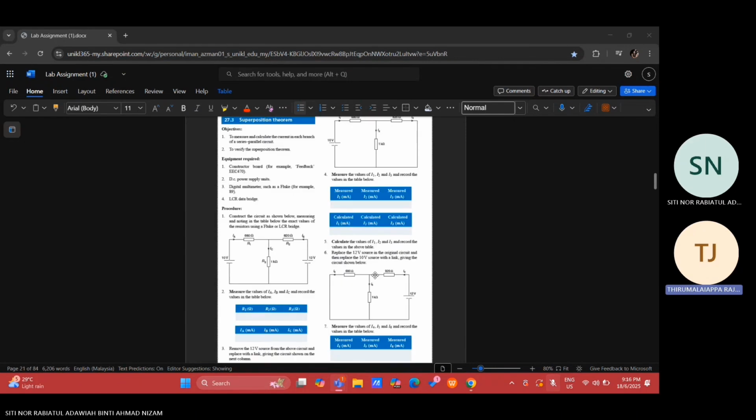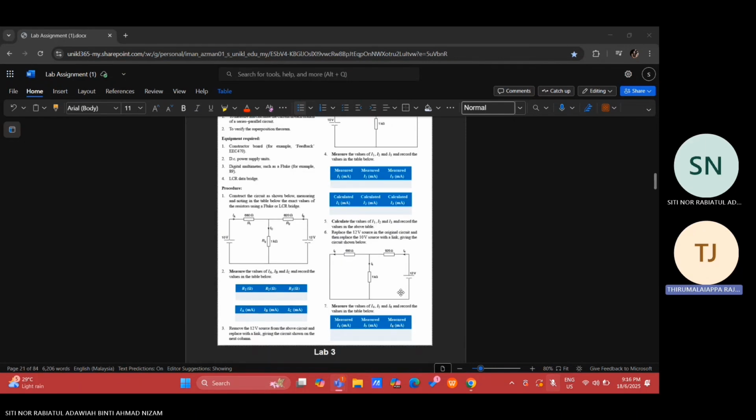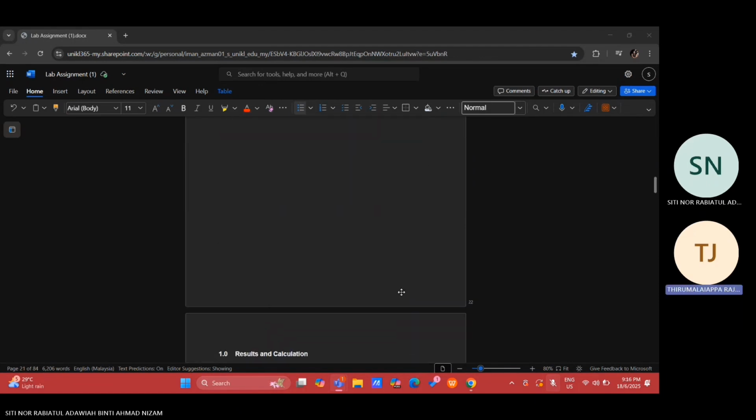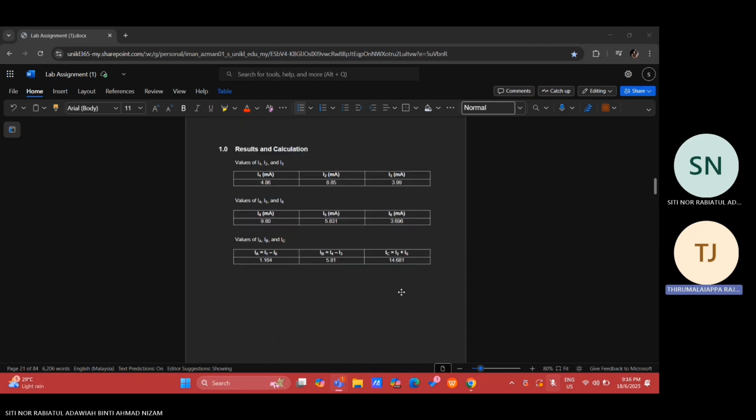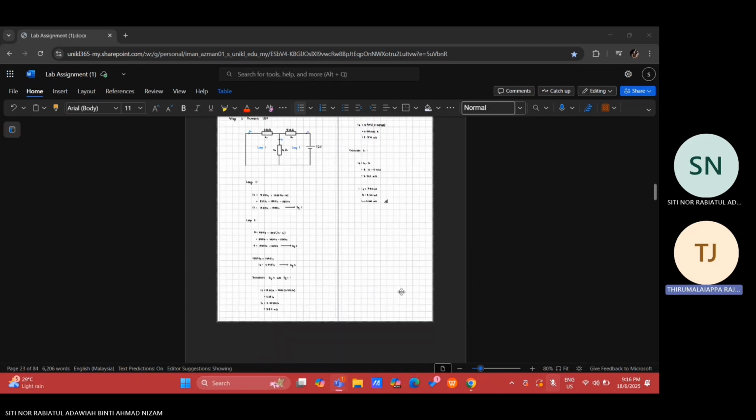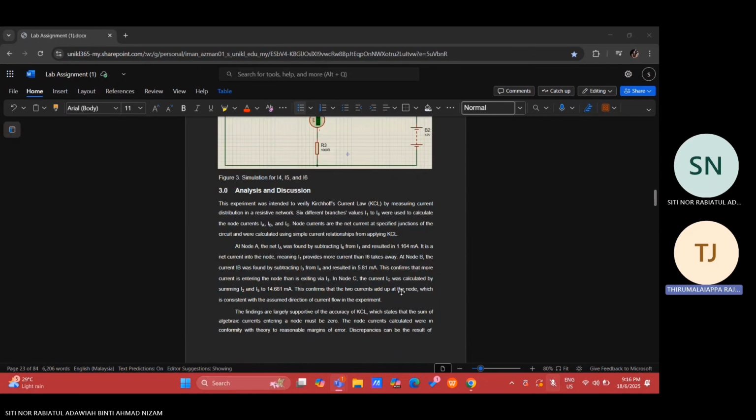Having both real measurements and the simulation outputs made it easier to see the accuracy and importance of Kirchhoff's law in analyzing complex circuits. For the analysis and discussion, Kirchhoff's current law states that the sum of currents entering a node must be equal to the sum of currents leaving.